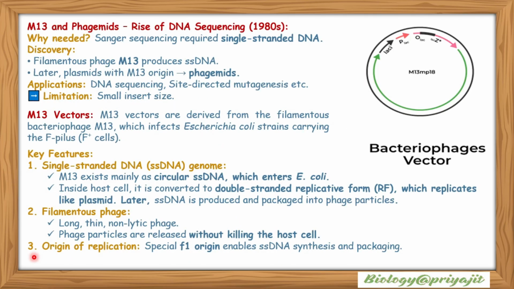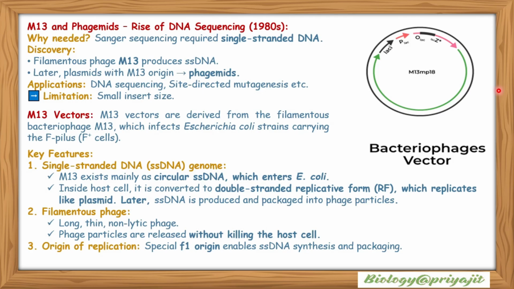M13 and phagemids: there was the rise of DNA sequencing in the 1980s. Why needed? Sanger sequencing required single-stranded DNA. So filamentous phage M13, which produces ssDNA, was used. Later, plasmids with the M13 origin produced phagemids. Applications: DNA sequencing, site-directed mutagenesis, etc. But there was a limitation, that is small insert size, like plasmids.